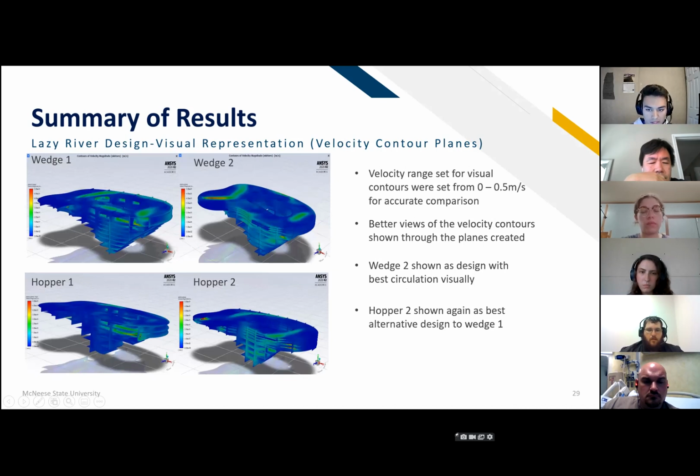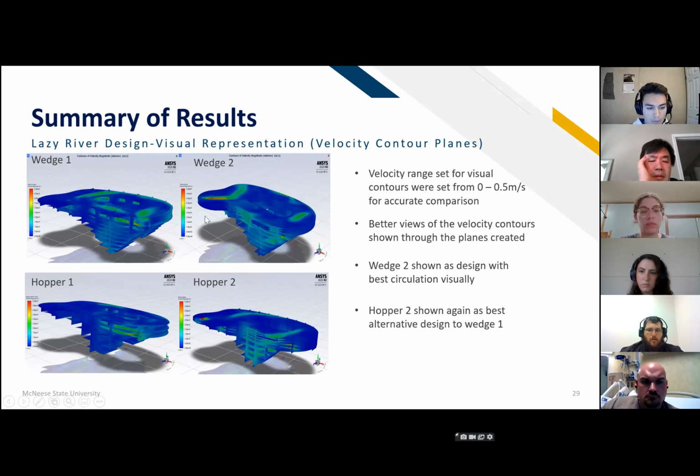So next we have some velocity contour planes shown. For accurate comparison between these designs, we had the velocity set between 0 and 0.5 meters per second. Again, looking at wedge 1, you'll see in the steps area of the pool, it was dead. And just like in the pictures shown in the last slide, going to wedge 2, you'll see that the velocity in the steps area of the pool was also increased by adding that injection point.